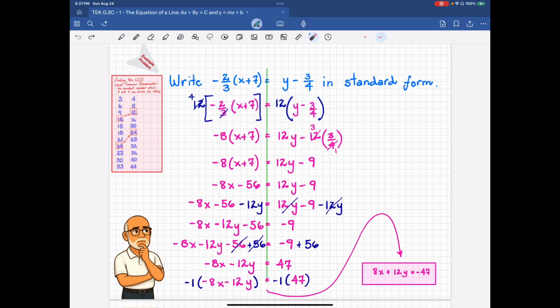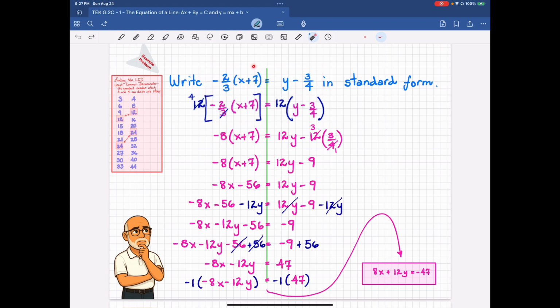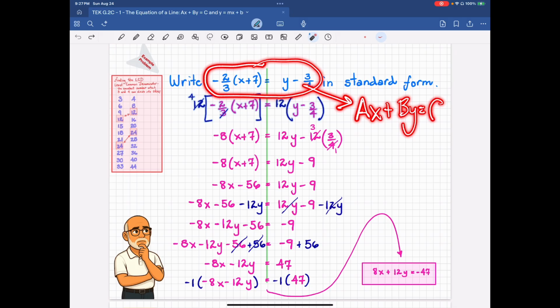Let's look at another example problem. The instructions read, write this equation in standard form. Now, this equation has some fractions in it. Notice it's -2/3 times the quantity x plus 7 equals y minus 3/4. They want us to take this equation and put it into standard form, which is ax plus by is equal to c.